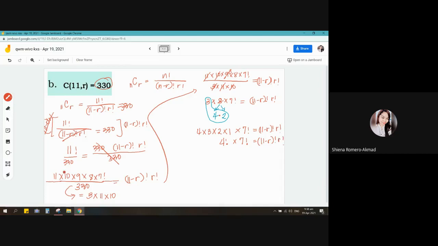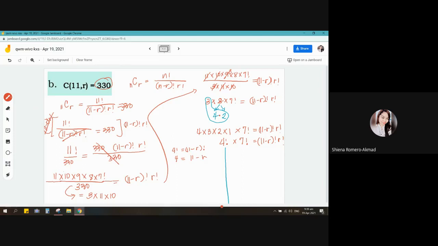So, paano natin makukuha yung r? There are two values. So, ang gagawin lang natin, equate natin yung isa sa kanila. Okay, pag-iwalan natin. So, you'll have 4 factorial equals 11 minus r factorial. So, equate natin siya muna dito. So, we'll have 4 equals 11 minus r.